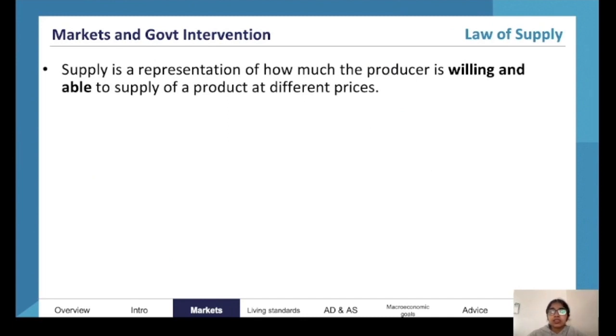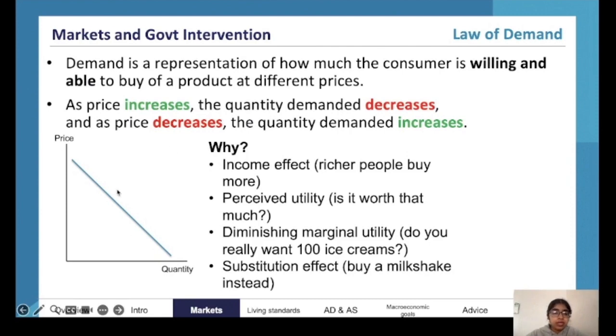Okay, so now let's talk about the law of supply. Oh, I want to highlight one more thing. This curve is downward sloping. As the price increases, quantity demanded is really low. As the price decreases, quantity demanded is really high.